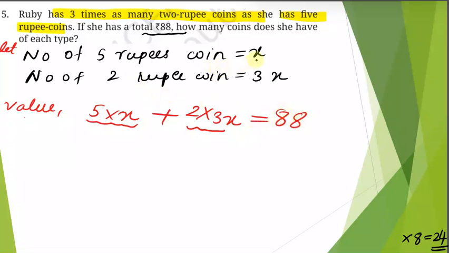We take the number of coins as x, and given that the number of 2 rupee coins is 3 times the number of 5 rupee coins, we got the 2 rupee coins as 3x, and to find the total value we multiplied it with the value of the coin.